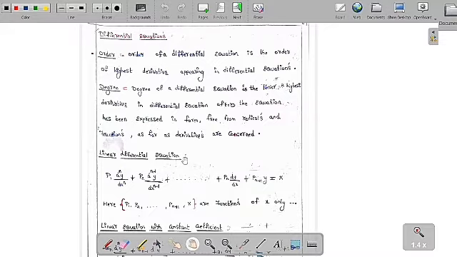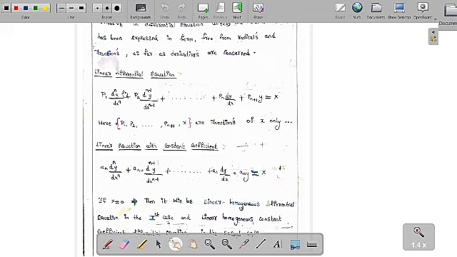Now we discuss the linear differential equation. A linear differential equation is of the form P1 d^n y/dx^n plus P2 d^(n-1) y/dx^(n-1), that is the (n-1)th derivative of y with respect to x, and so on up to Pn dy/dx plus P(n+1) y equals X. Here X is purely a function of x.